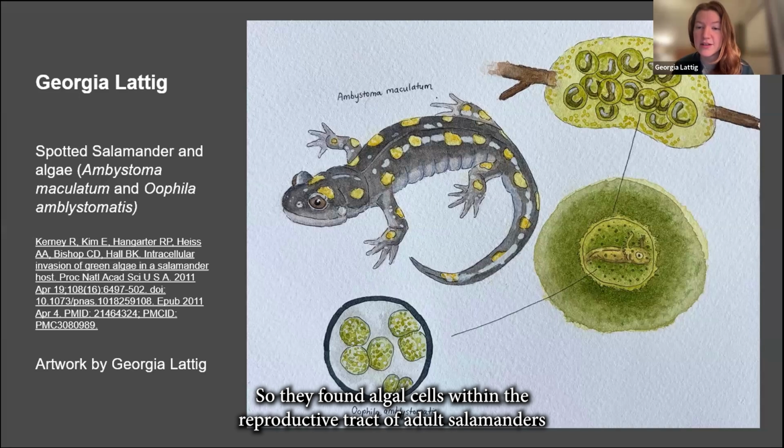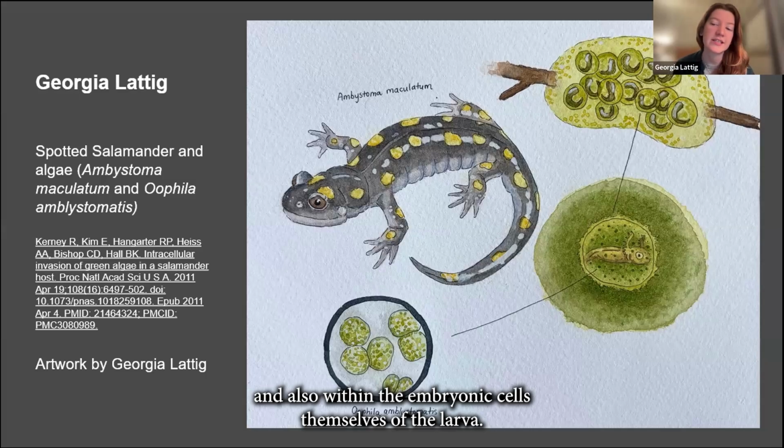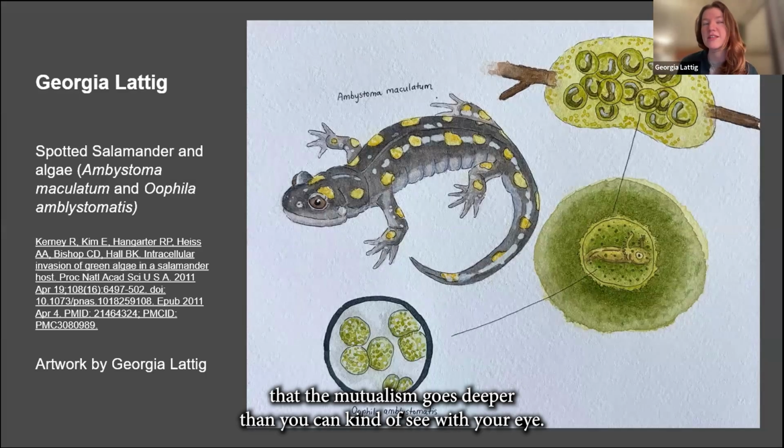They found algal cells within the reproductive tract of adult salamanders and also within the embryonic cells themselves of the larva. So I thought that was cool too, that the mutualism goes deeper than you can see with your eye.